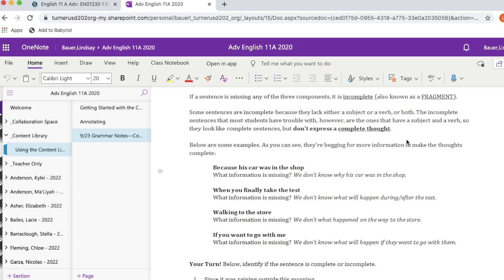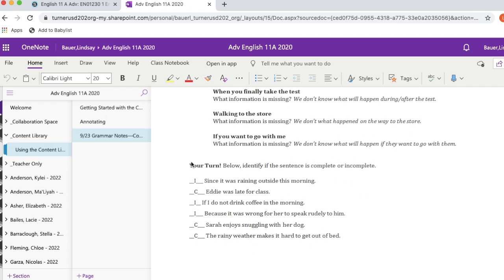So make sure to note that when we do not have a complete thought, even if we have that subject and verb, if we don't have a complete thought, it is not a complete sentence. Down below, I've actually already done this for you, but this is just looking at the things that are marked I are incomplete sentences. Things that are marked C are complete sentences. So that's all you need to know today.